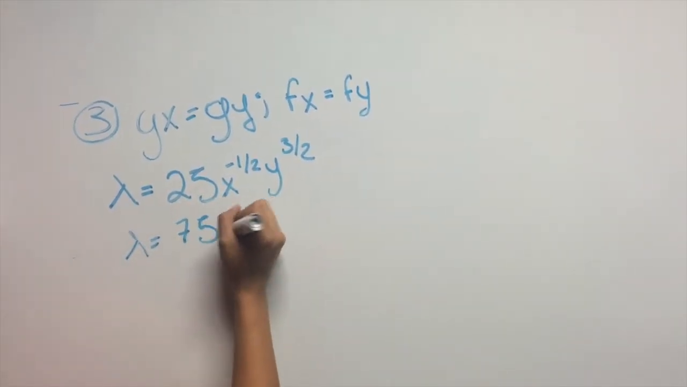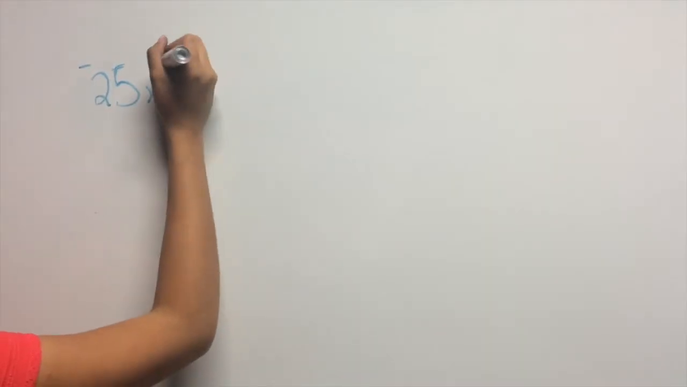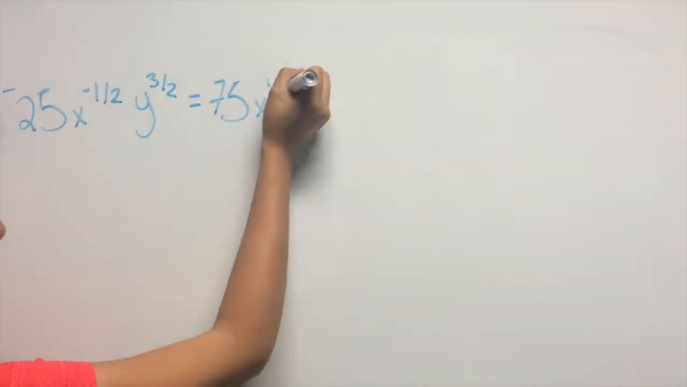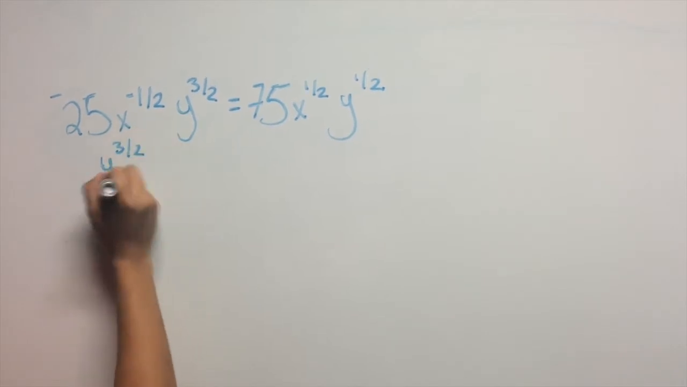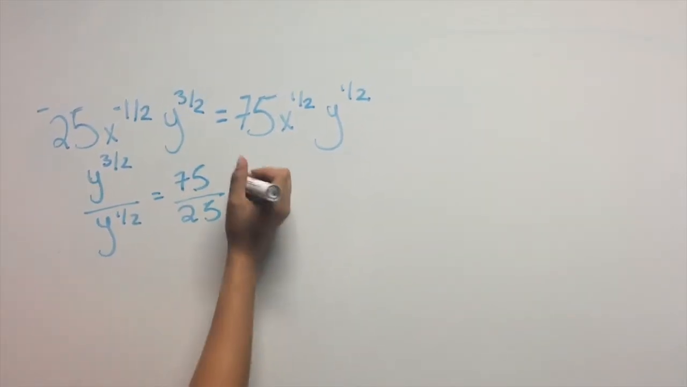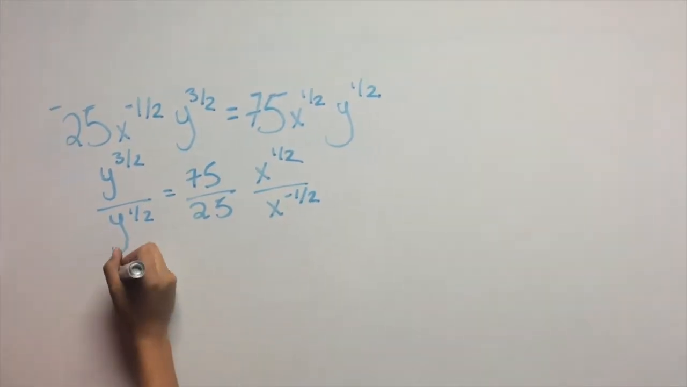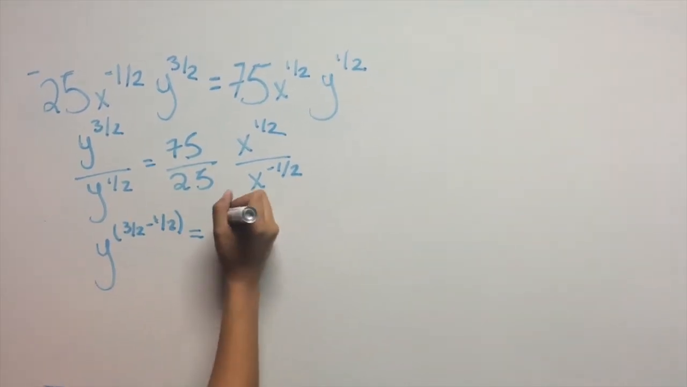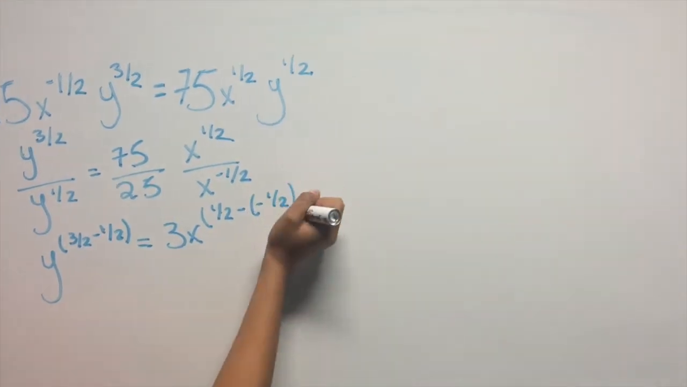We will place all of the y's on one side and then send the x's to the other side. This leaves us with y to the 3/2 divided by y to the half. On the other side, 75 is divided by 25, and x to the half is divided by x to the minus half. Because we are working with exponents, they can be subtracted. So 3/2 minus a half, and on the other side 3, and the exponents of x, a half minus a negative half. After you do all the subtractions, this leaves you with y equal to 3x.